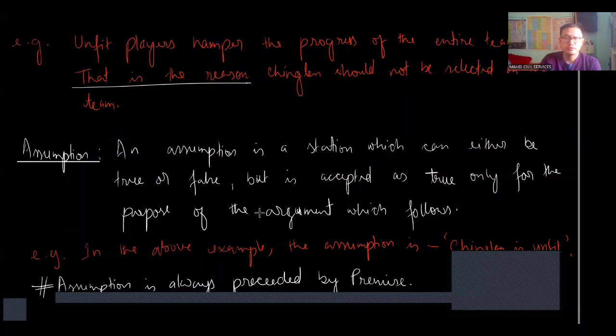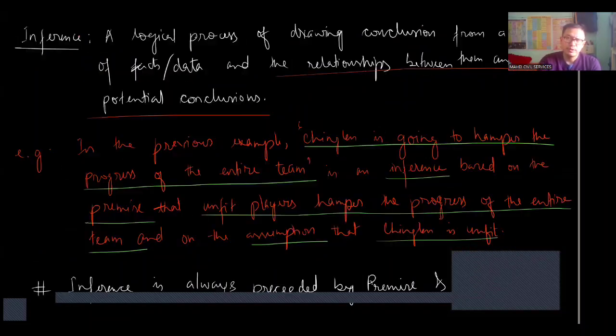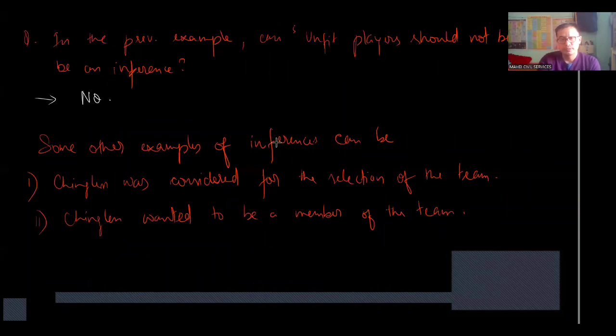Where is the assumption? In the above example, the assumption is Chinglen is unfit. On the same premise, same assumption, the inference can be many. Unfit players hamper the progress of the entire team. Chinglen is unfit is an assumption. Chinglen was considered for the selection of the team.